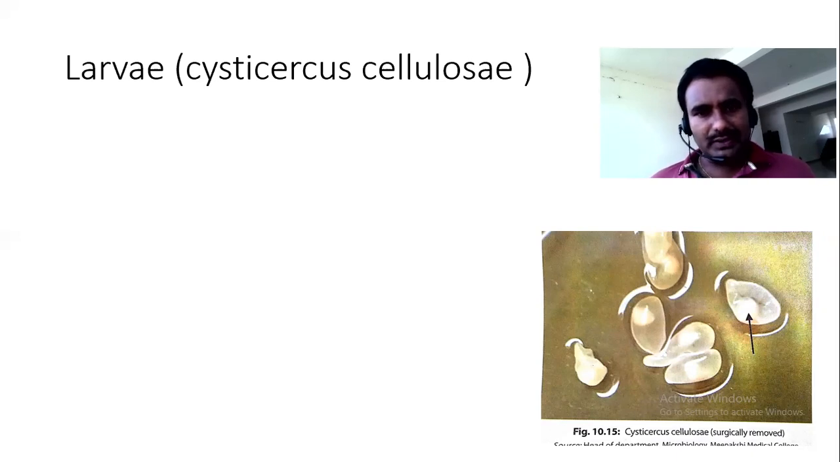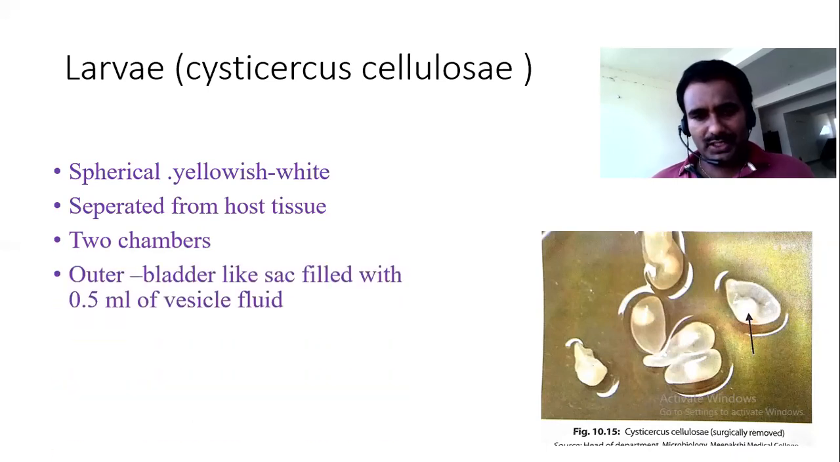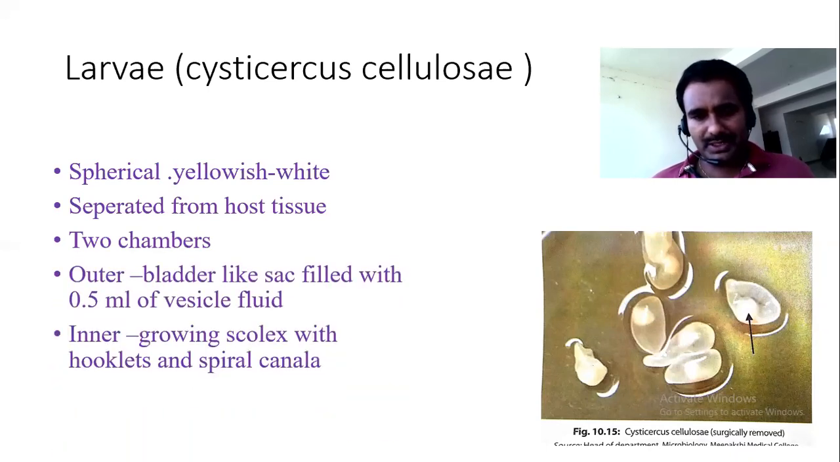So here the larval form is spherical, yellowish white, and separated from the host tissue. Next, two chambers, outer and inner, will be there. Think of a cricket ball or volleyball, with an outer and an inner portion. The outer is a bladder-like sac filled with 0.5 ml of vesicular fluid. The inner has the scolex with hooklets and spiral canals.